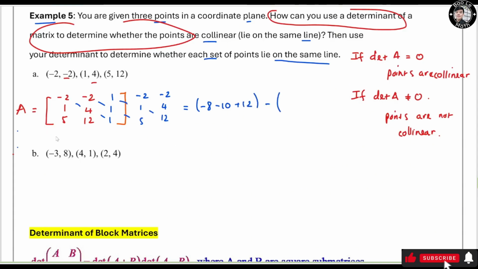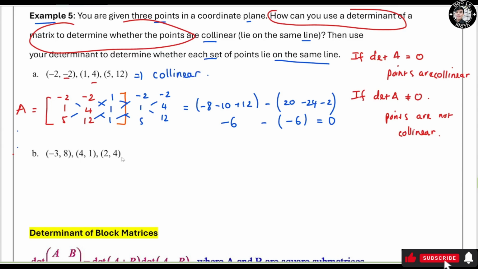Subtract. Bottom left to top right. 5 times 4 times 1 should be 20. 12 times 1 times negative 2 should be negative 24. And the last one, 1 times 1 times negative 2 should be negative 2, right? So this one should be negative 6, subtract. This guy should be negative 6. The answer is 0, right? So you're going to say that these points are collinear.